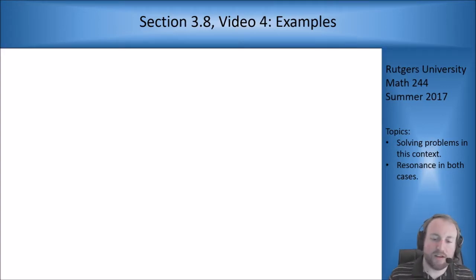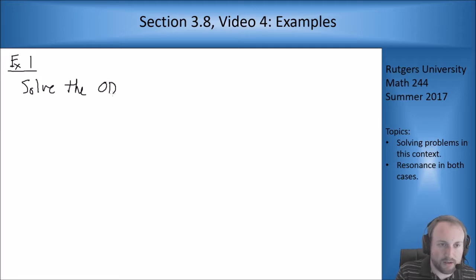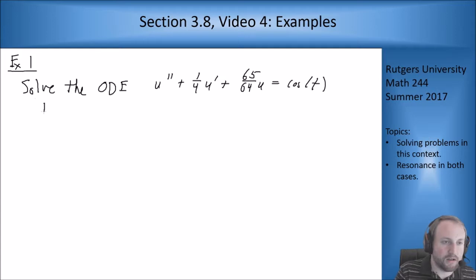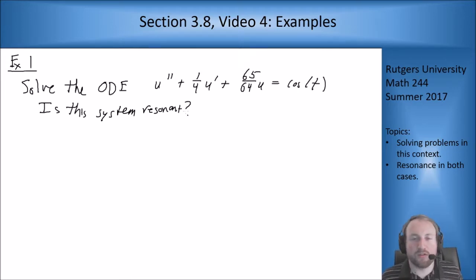The first problem we're going to look at is the forced damped oscillator. Solve the ODE u double prime plus 1/4 u prime plus 65 over 64 u equals cosine of t. And then, is this system resonant? Yes, the numbers look kind of nasty, but you'll see why they're that way. It's so some of the stuff works out nicely in the initial steps.